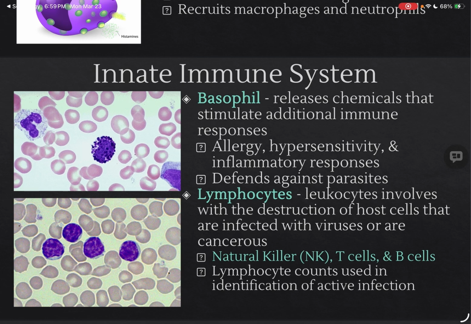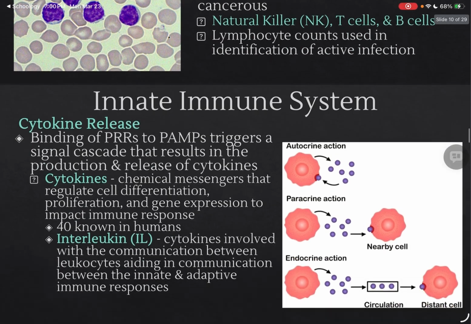Lymphocytes are leukocytes that are involved with the destruction of host cells that are infected with viruses or they're cancerous. Next, you really want to know these, and we'll go over them more in depth later, but natural killer cells, NK cells, T cells, and B cells. We'll go over those in a little bit. Also, our lymphocyte counts are used in the identification of active infection, because if you have a ton of lymphocytes, then we know there's an active infection.